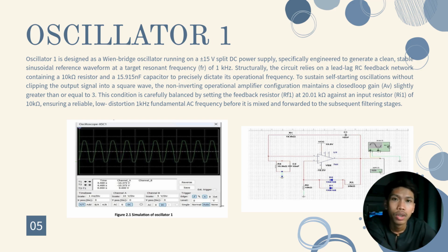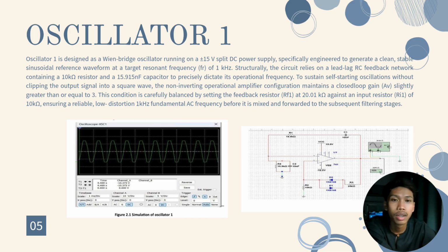Oscillator 1. Oscillator 1 is designed as a Wien bridge oscillator running on a 15-volt split DC power supply, specifically engineered to generate a clean, stable, sinusoidal reference waveform at a target resonant frequency of 1 kHz. Structurally, the circuit relies on a lead-lag RC feedback network containing a 10 kilo-ohm resistor and a 15.915 nanofarad capacitor to precisely dictate its operational frequency.